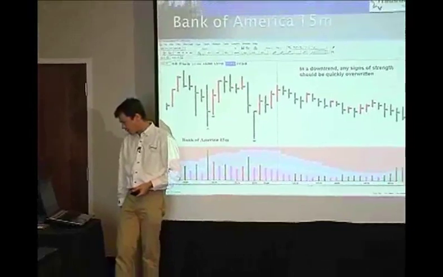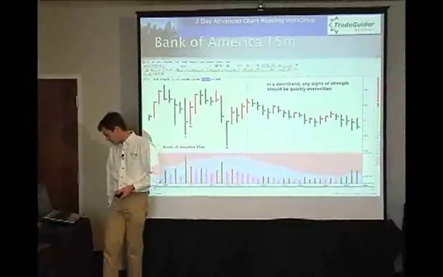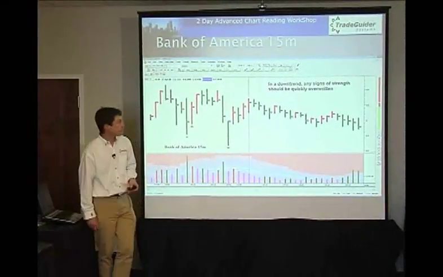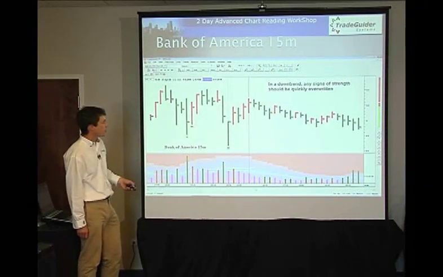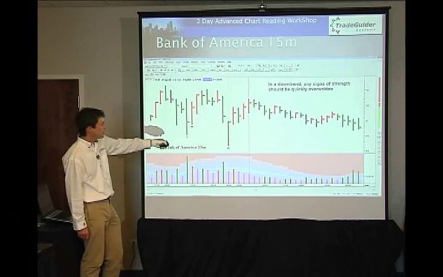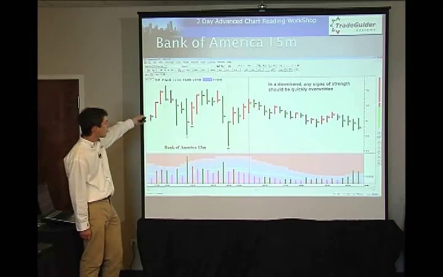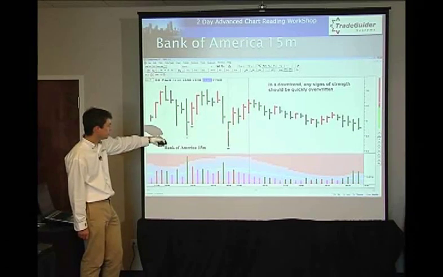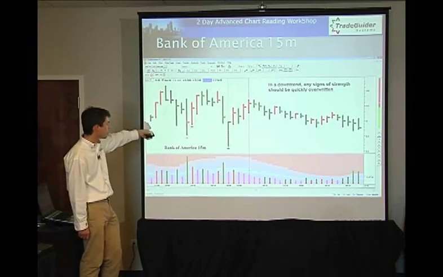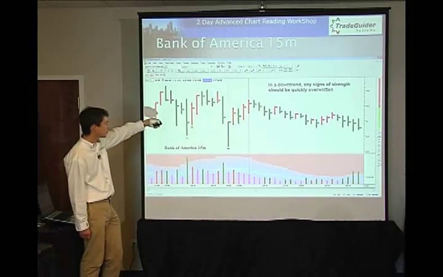Okay, Bank of America, 15 minutes. Okay, so in a downtrend, again, any signs of strength should be quickly overwritten. Okay, so I'm not referring to this, obviously. The specialist has tried to reaccumulate, or interests have tried to buy, but the result is that it's just been too weak.